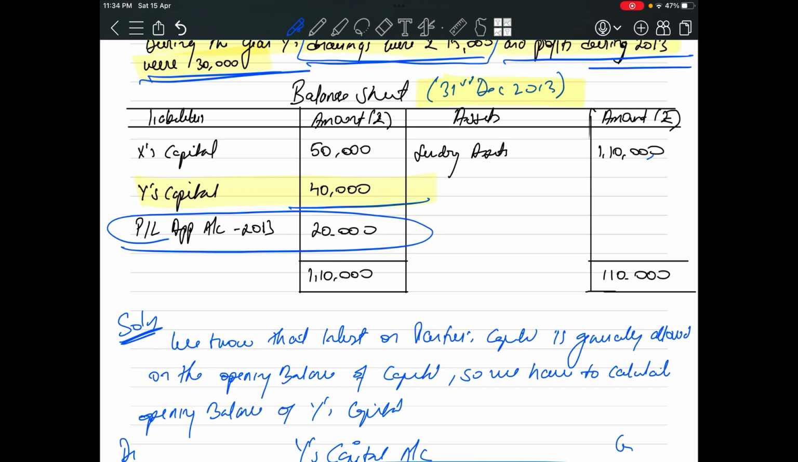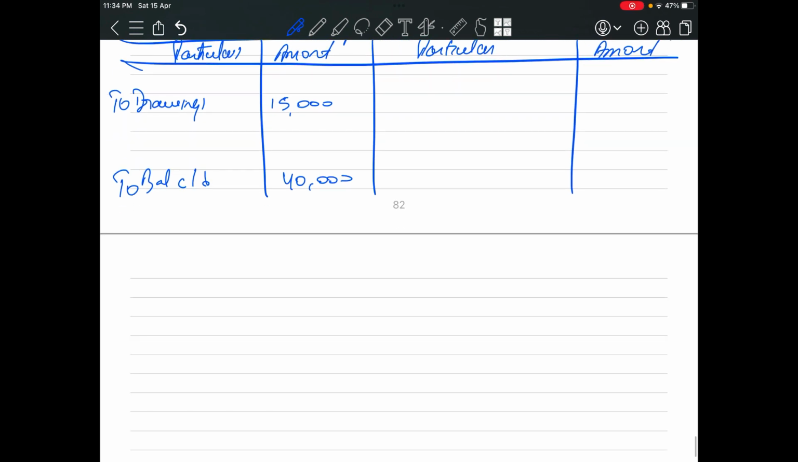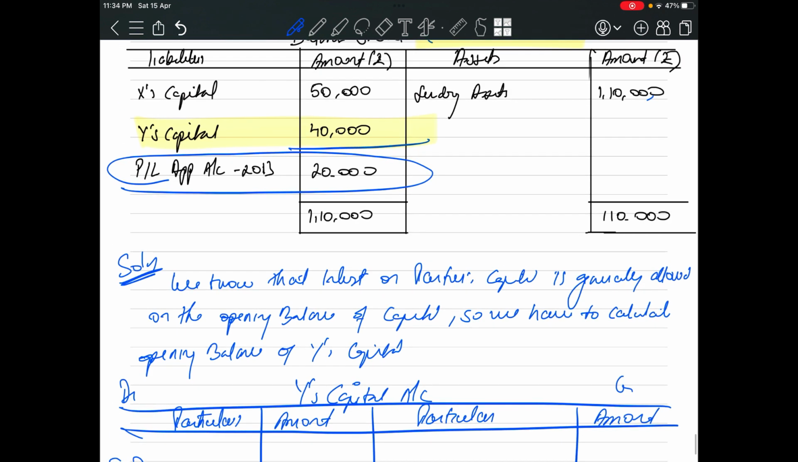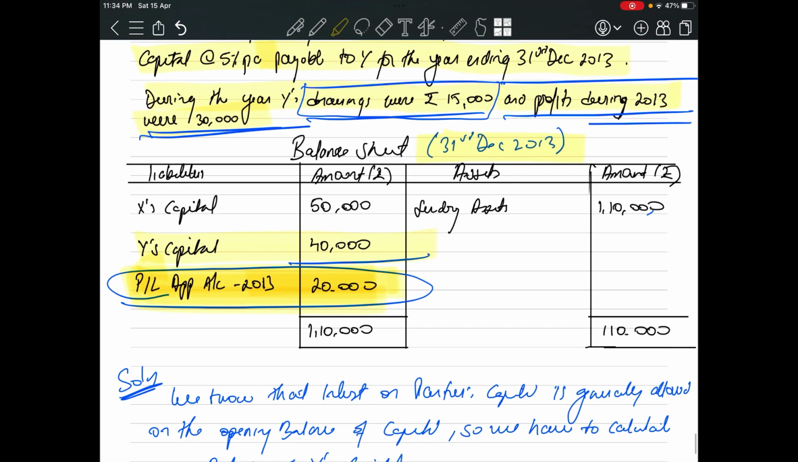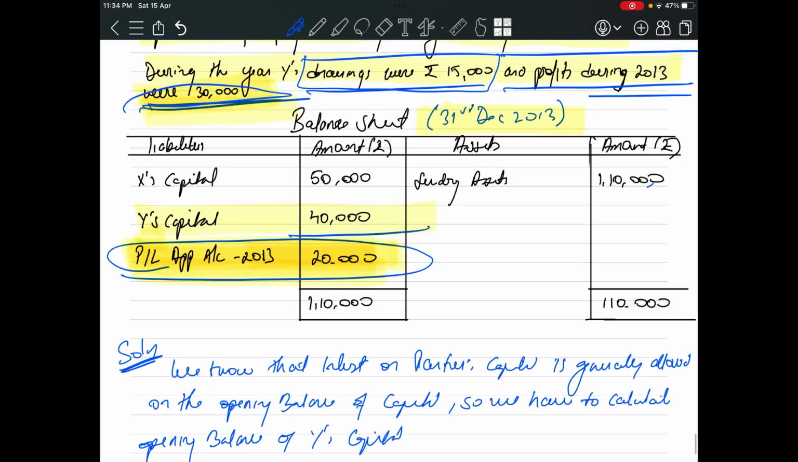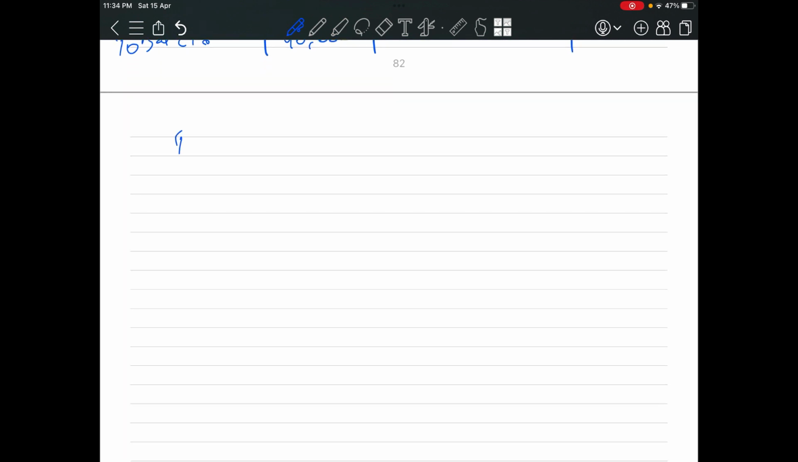You can see that there is one more figure of profit in the balance sheet. What you have to understand is the P&L balance given in the balance sheet. Is this the profit which we have earned during the year? No, right? Because the profit which we have earned during the year is 30,000.